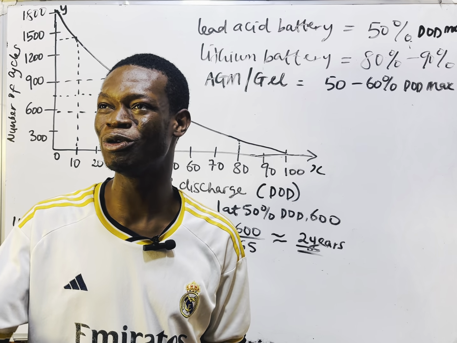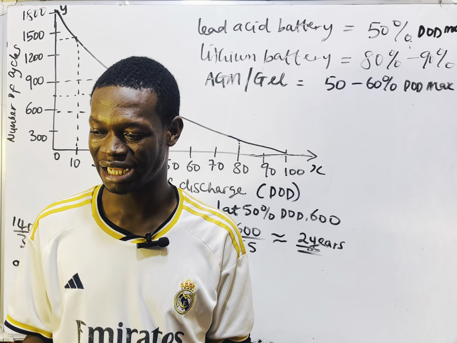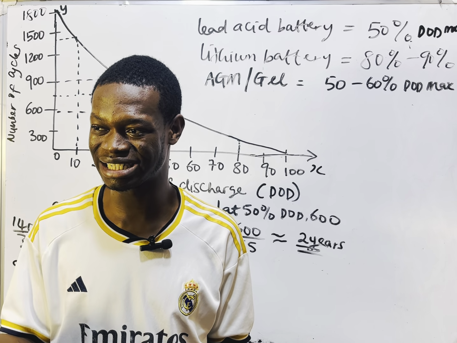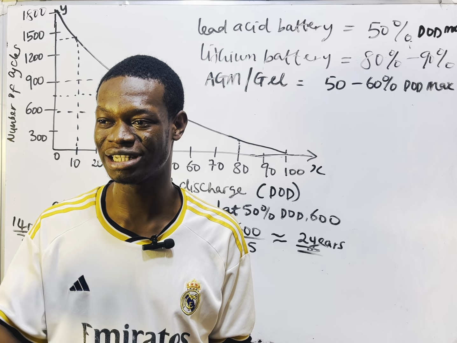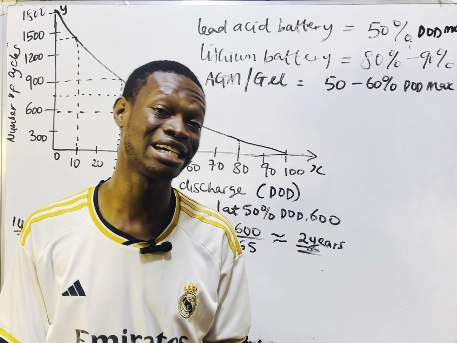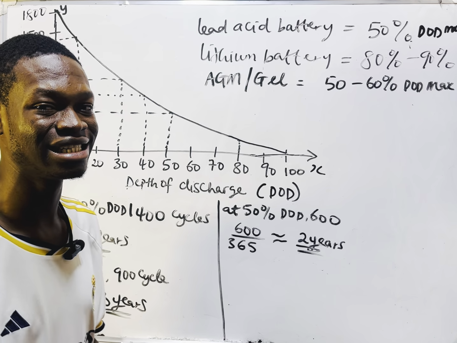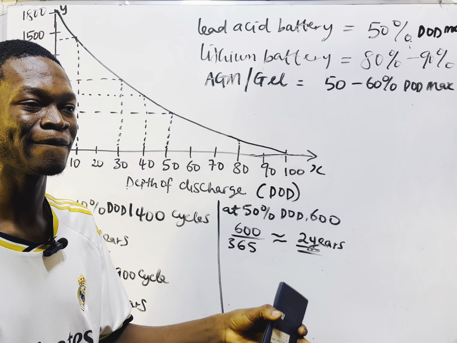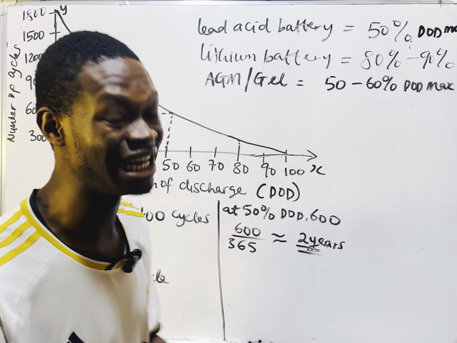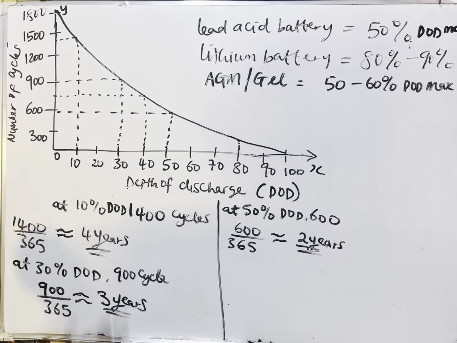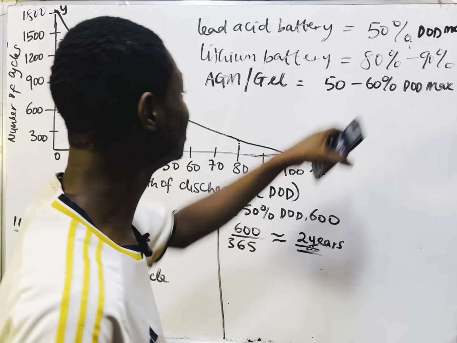If you're having a 10 kilowatt lithium battery, I think it is around 6,000 cycles, which will last for like 16 years. 10 kilowatts will last for like, let me say, 11 years. This chart is not for lithium battery. So let's go to AGM.